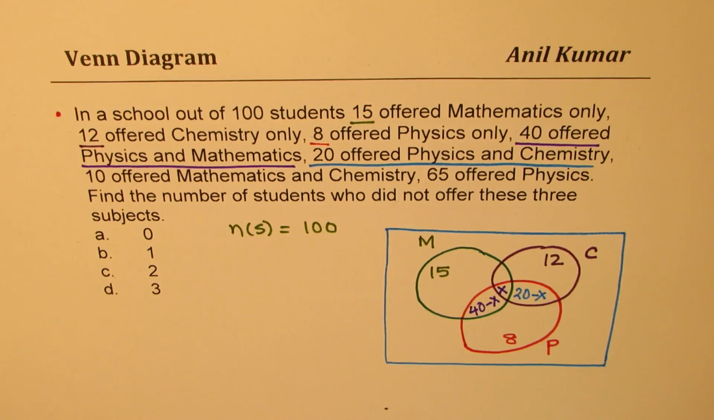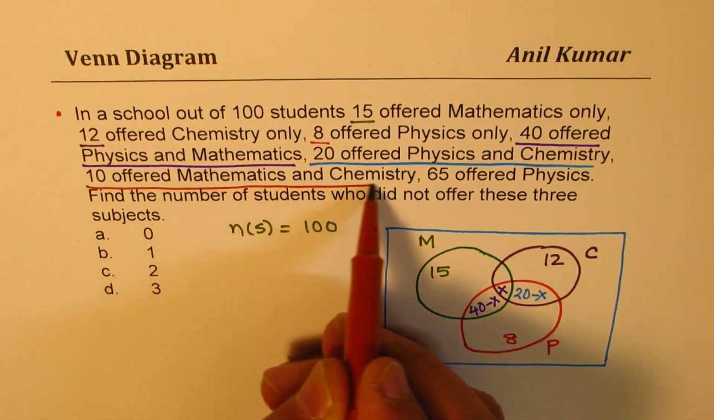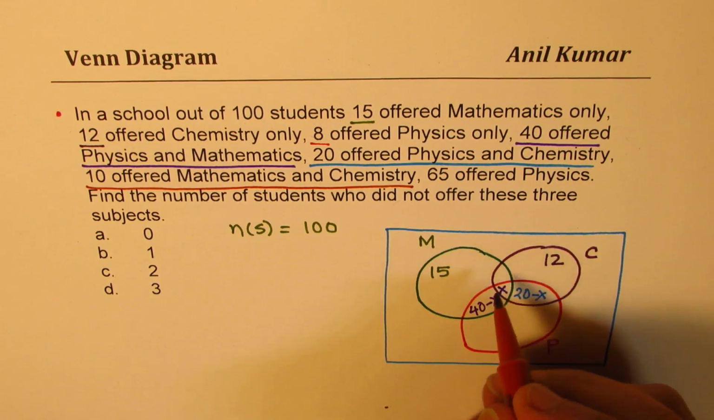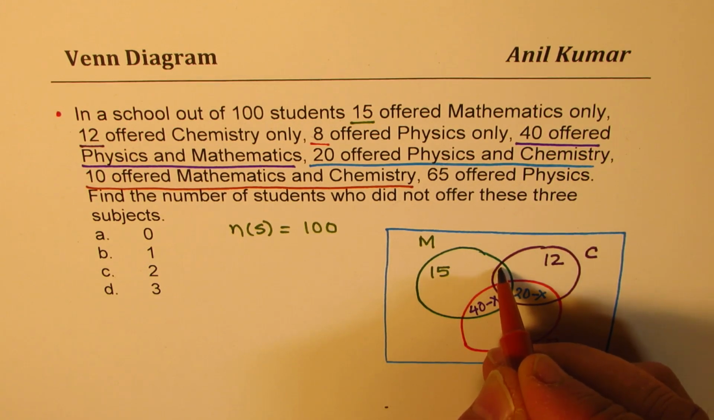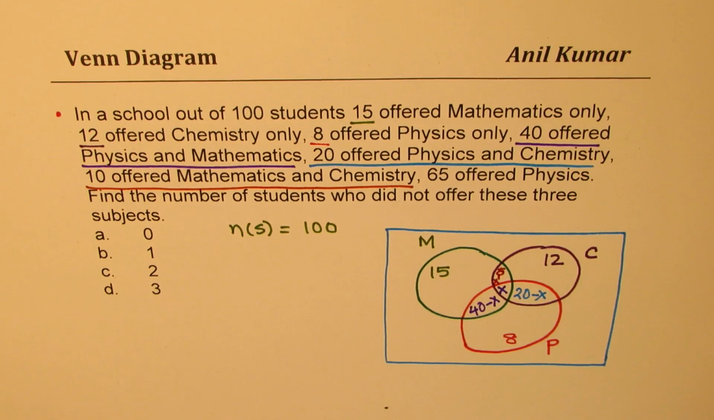Now we have 10 which are offered mathematics and chemistry. So 10 offered mathematics and chemistry. So this will be 10 minus X, right? So this will be, let me write this as, okay, 10 minus X. Okay, so we have 10 minus X here in mathematics and chemistry. Okay, so we have done all this. You have to be really careful, since very important information, if you miss any one of them, we are going to get wrong result.